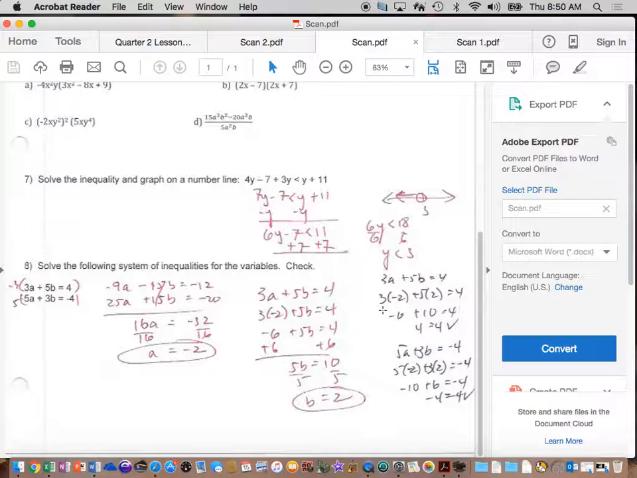Number 8 is the question that is the fundamental for elimination. Question 7 is a bit of a review question.